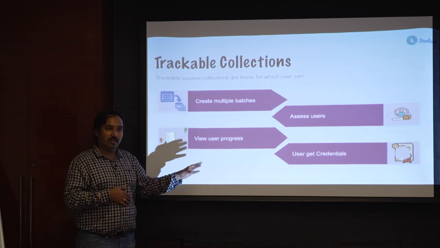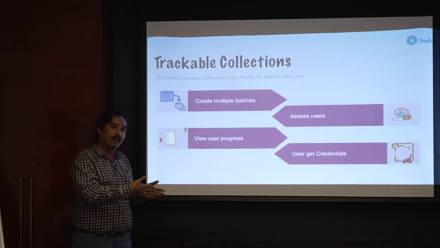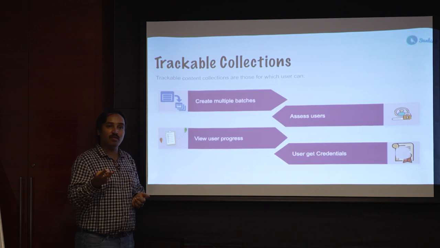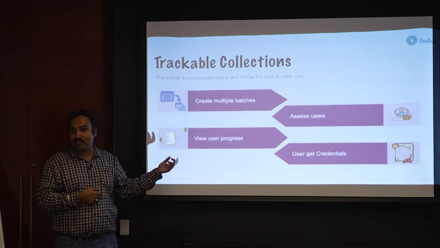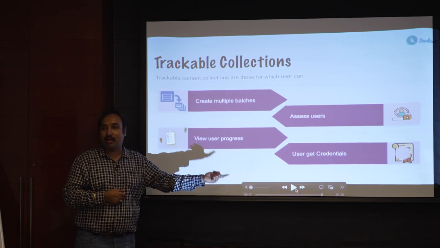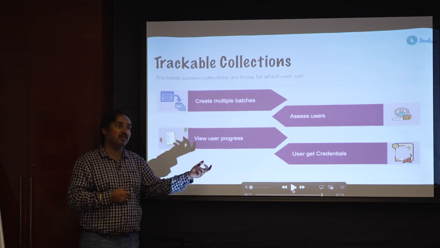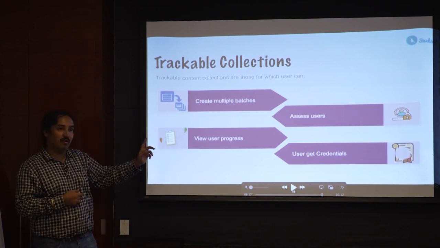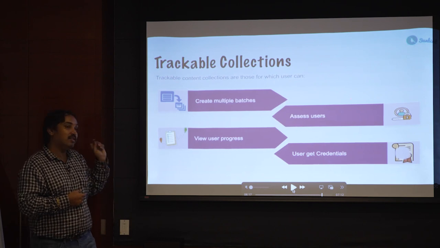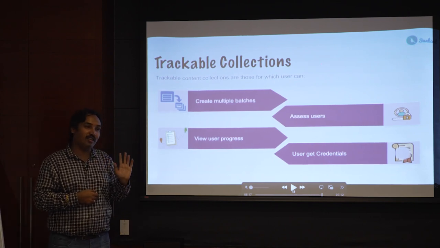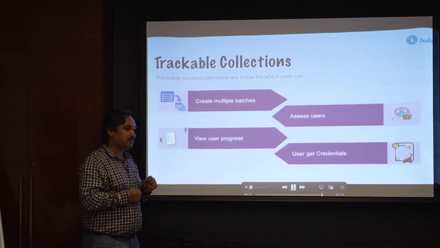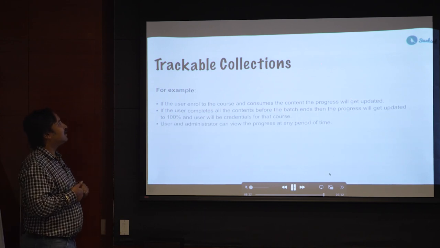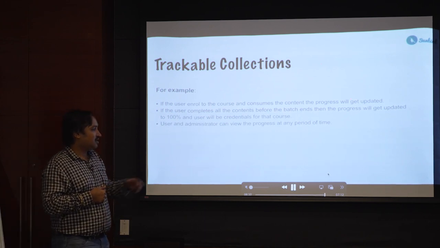View user progress. It'll also enable you to see what the user is currently consuming. Out of a collection, you might have 5 videos and 1 assessment. A person would have just done 3. So this clear progress tracking happens. And finally, the credentialing. It is also possible that a trackable collection is associated with credentialing, some kind of certificates. This is exclusively available for trackability. And this is also available only for logged-in users. That is very important, because you need user identity at the end of the day.